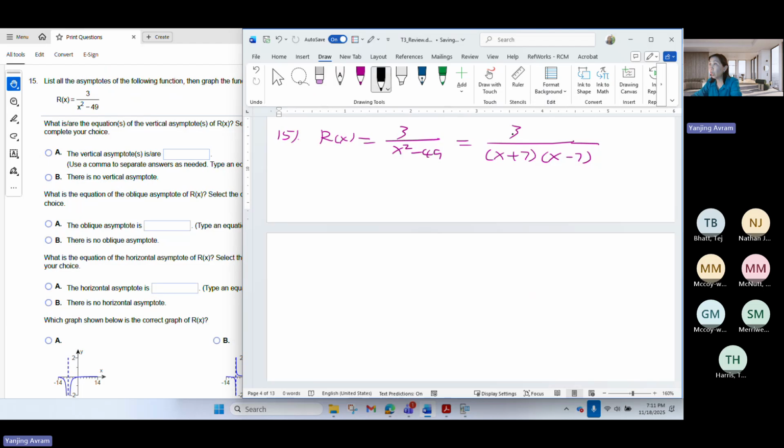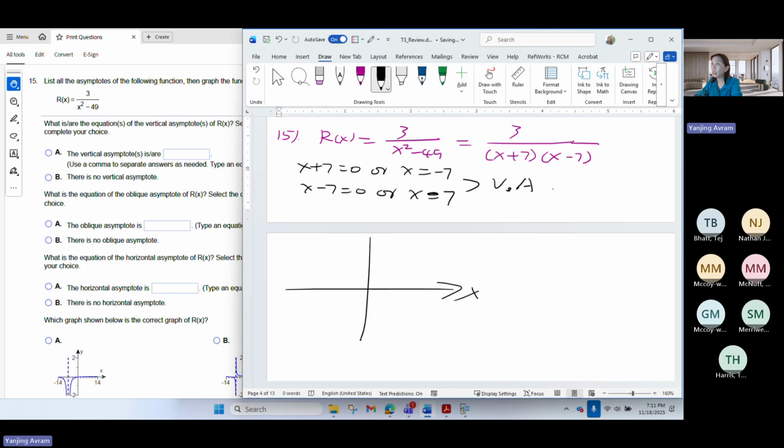Since there's no common factor with the numerator, set x plus 7 equal to 0, or x equal to negative 7, and x minus 7 equal to 0, or x equal to 7. These are the vertical asymptotes. So what does a vertical asymptote mean here? That means the graph cannot pass.